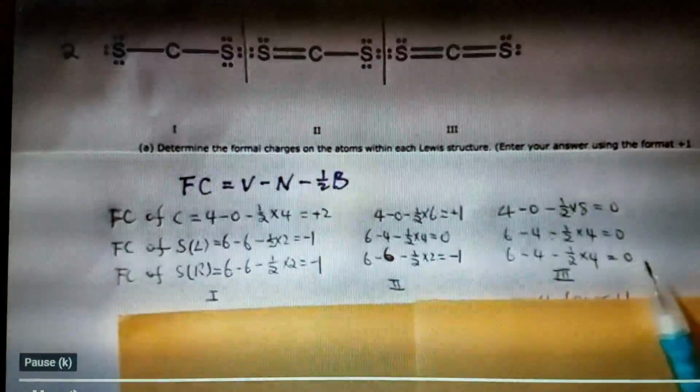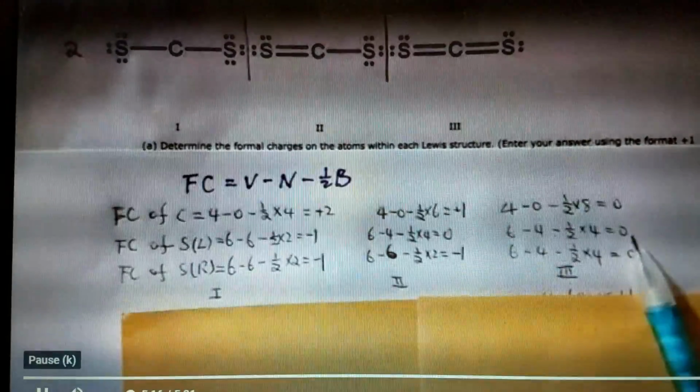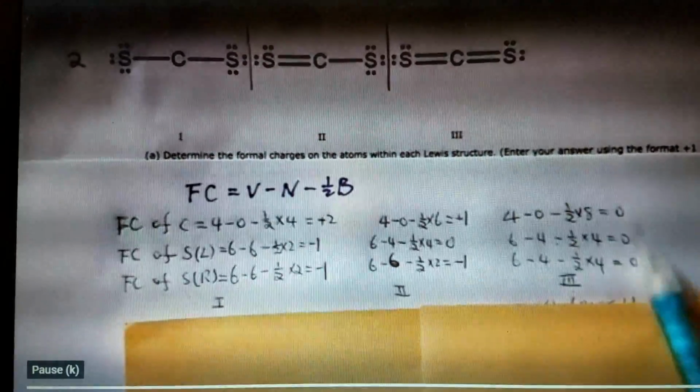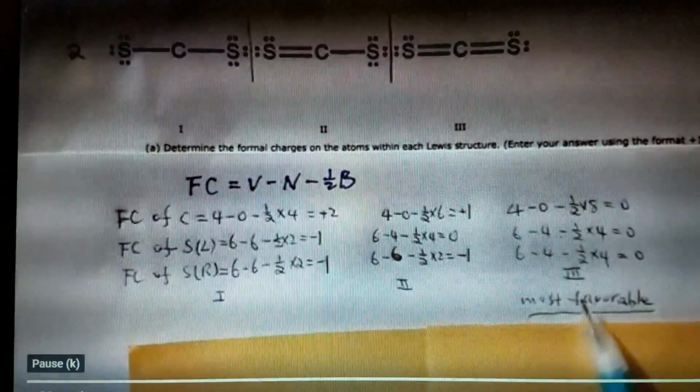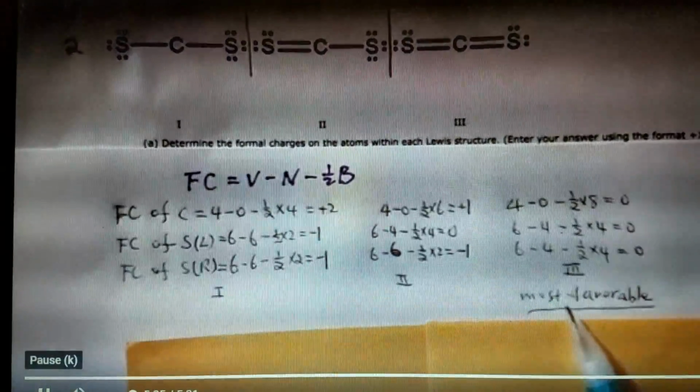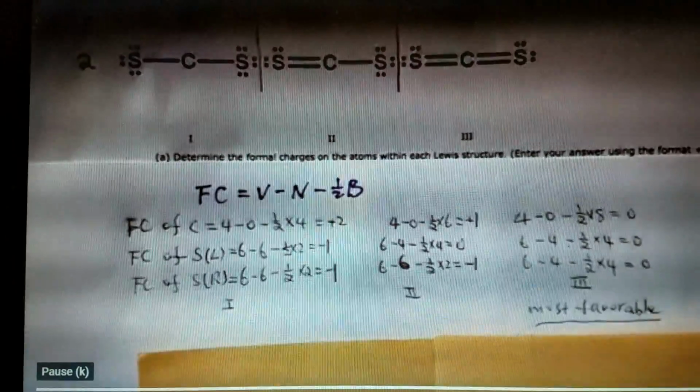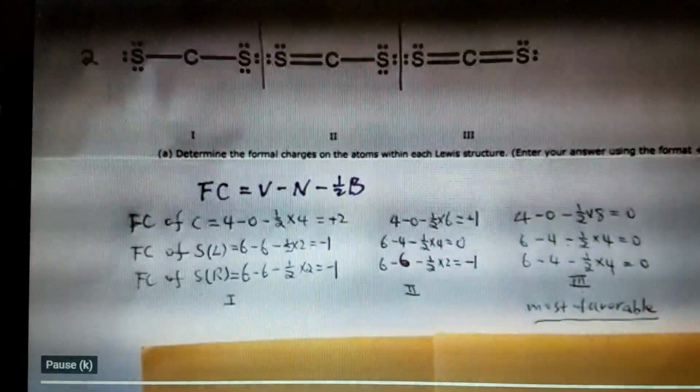And here, look at structure 3. All 3 atoms have formal charges of 0. That's minimized. All right? So therefore, structure number 3 should be the most favorable one. Okay, that's for question number 2.